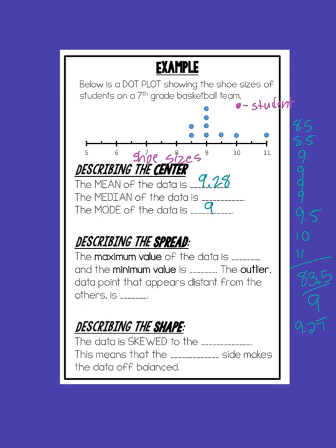Now to find the median, I can either use what I wrote off to the side or the dot plot. So sometimes it's easier to do it this way. And I'm going to cross one out, cross one out, cross one out, cross one out. And I have one right there, and that's going to be 9.